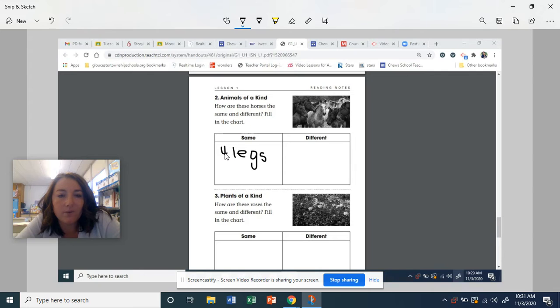Now you can write that they all have 4 legs on that side, or you can think of something else that they all have the same. You might want to say that they all have a mane.